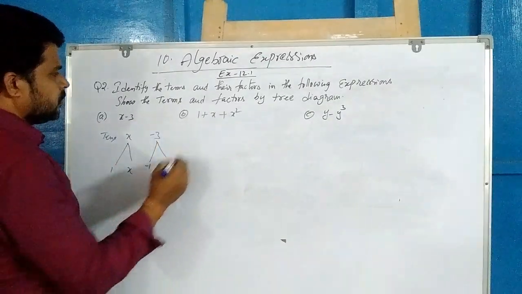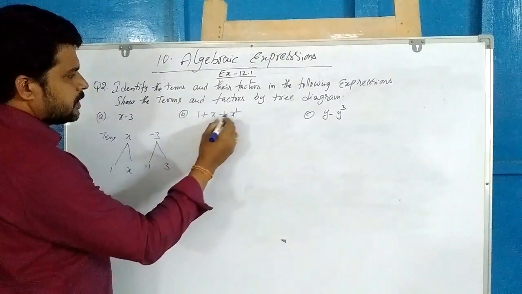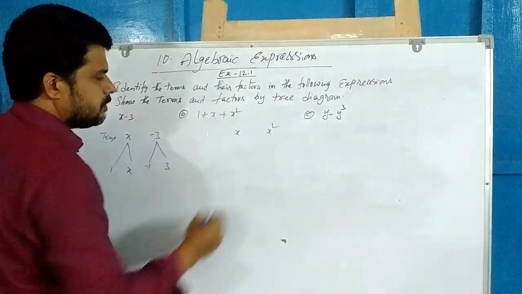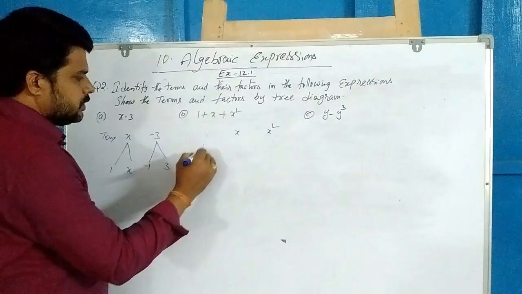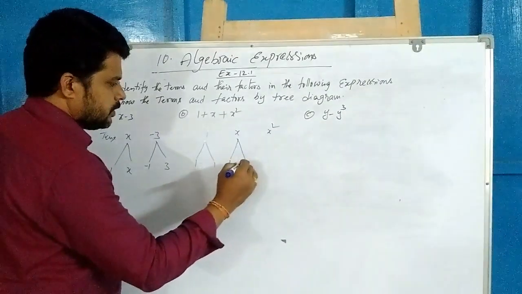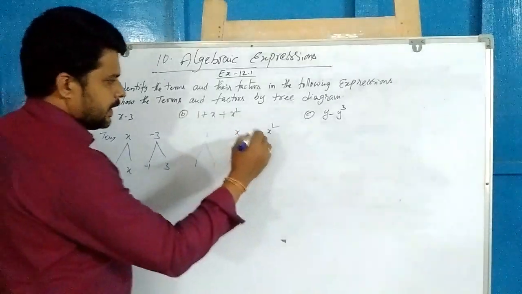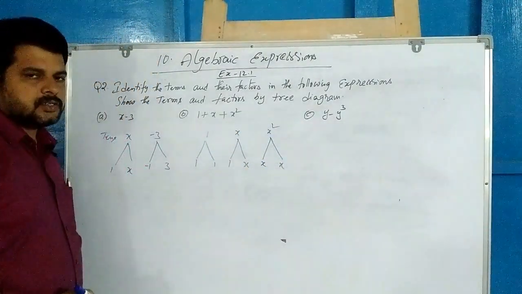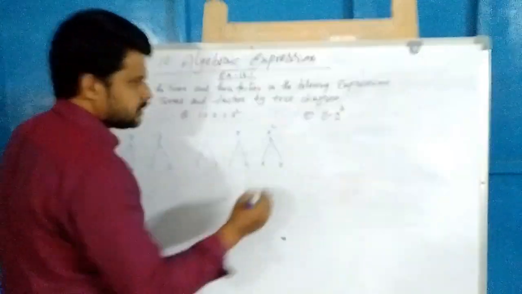So second, what are the terms? We have 1x and x square. 1x and x square are the terms. So 1 is multiplied with 1. So x is also multiplied with 1 and x. x square, that means x into x. x square is x into x.